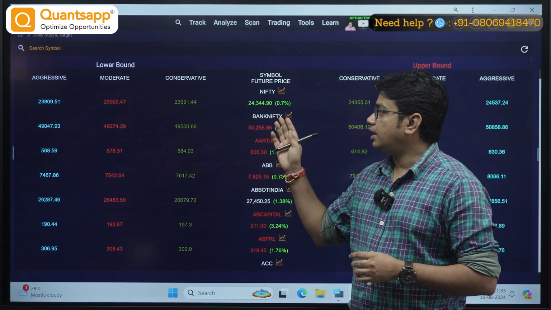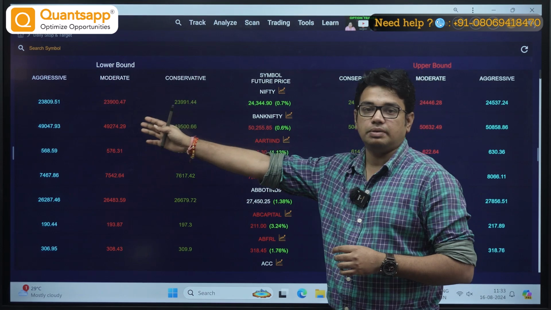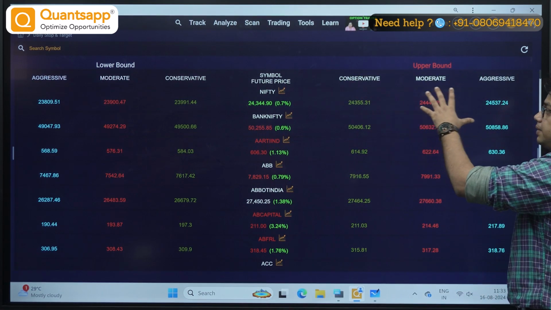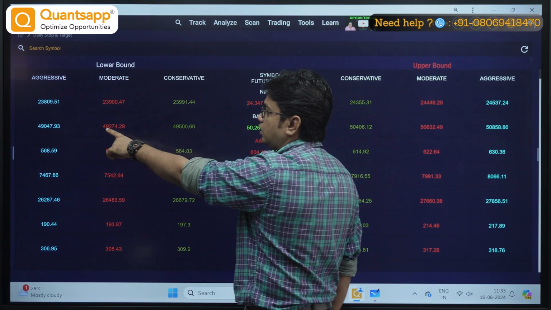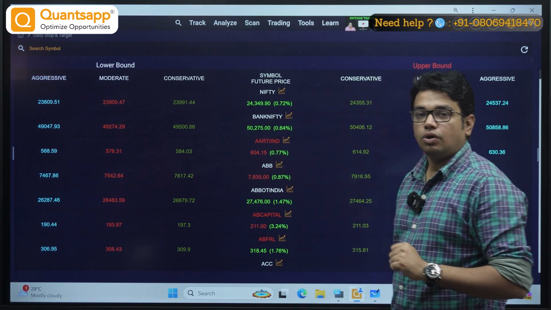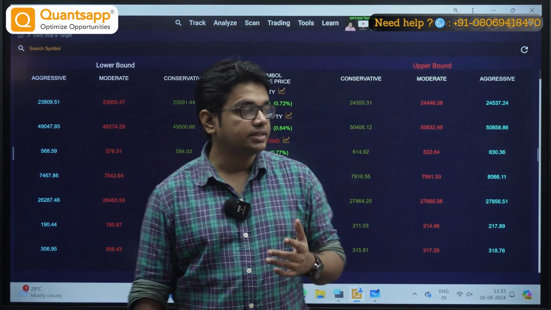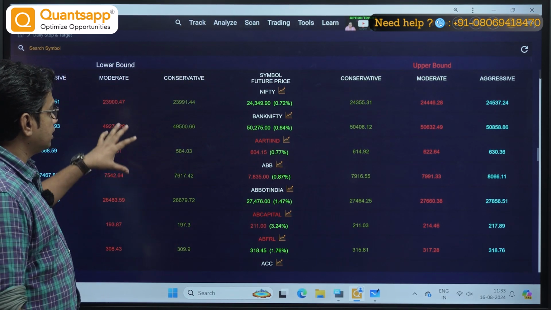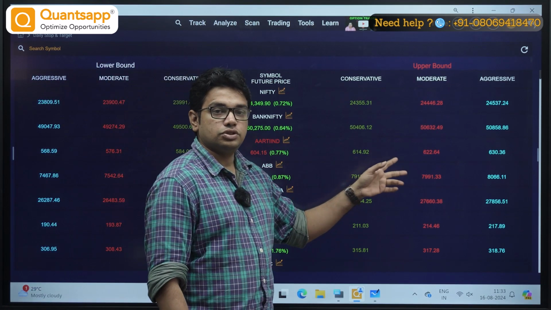This will be for the bullish scenario, this will be my target. For the bearish scenario, this will be my target. In case of bullish, I'll keep my target at these levels, and I'll keep my stop loss at these levels, according to the data. And if I am bearish, if my sentiment is bearish about a particular stock or a particular index, then these all will be my targets and these all will be my stop loss.